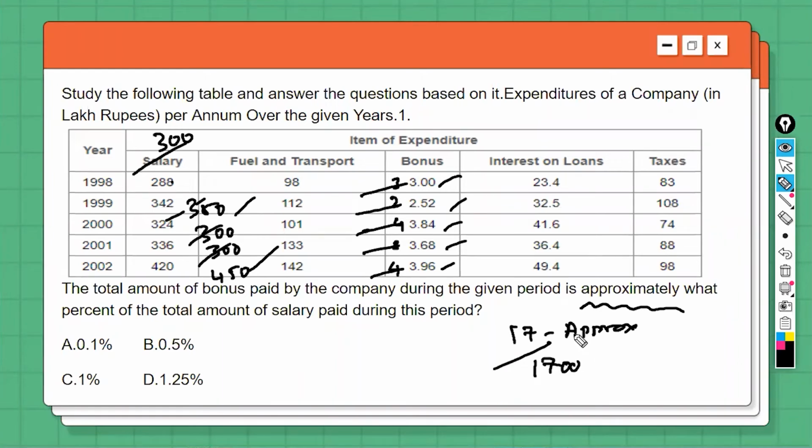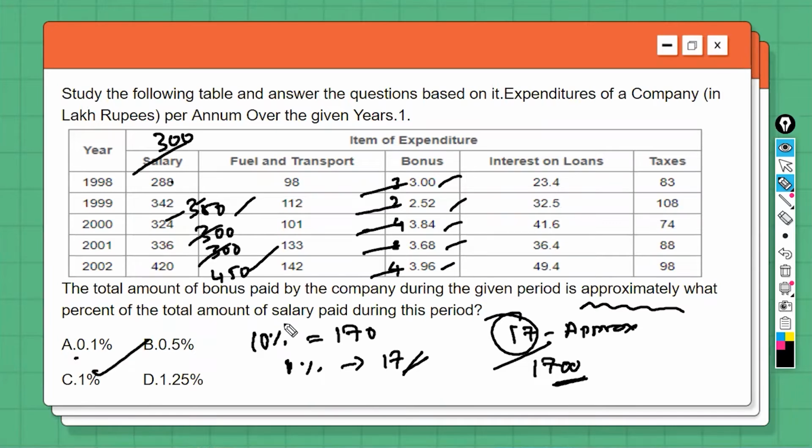Okay. The question is 17 is what percentage of 1700? What is 10 percentage of 1700? 170. What is 1 percentage of 1700? 17. So 17 is in the numerator. 1 percentage is the right answer. Can you guys understand this? Yes, no? If you can understand, please type U in the chat box, guys. I'll tell you what is the shortcut for this problem.